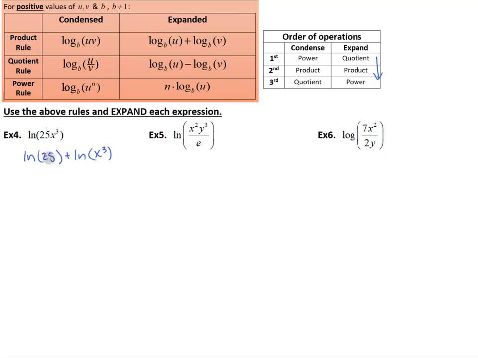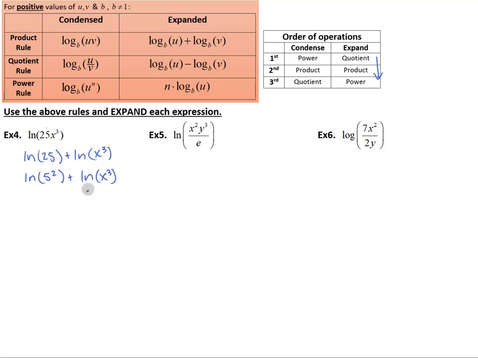Now, could you separate 25 as 5 times 5 and write those as 2 individual logs? Yes. There's another way we can also handle that that we'll try here. You could even think of 25 as being 5 squared, right? It happens to be a perfect square.